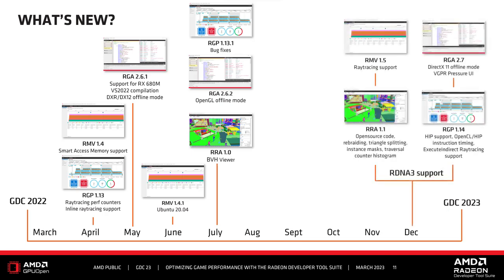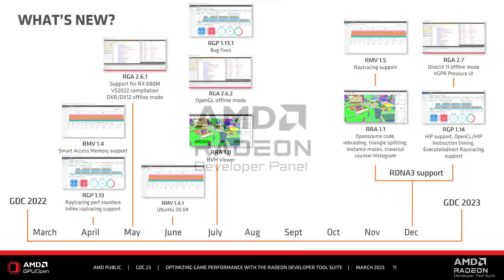For the rest of the year, the team focused on support for RDNA 3, adding ray tracing support to RMV, adding new features to RRA and RGA, and support for the HIP API, as well as HIP and OpenCL instruction timing, and additional ray tracing support to RGP. Let's take a look in detail at some of these changes.